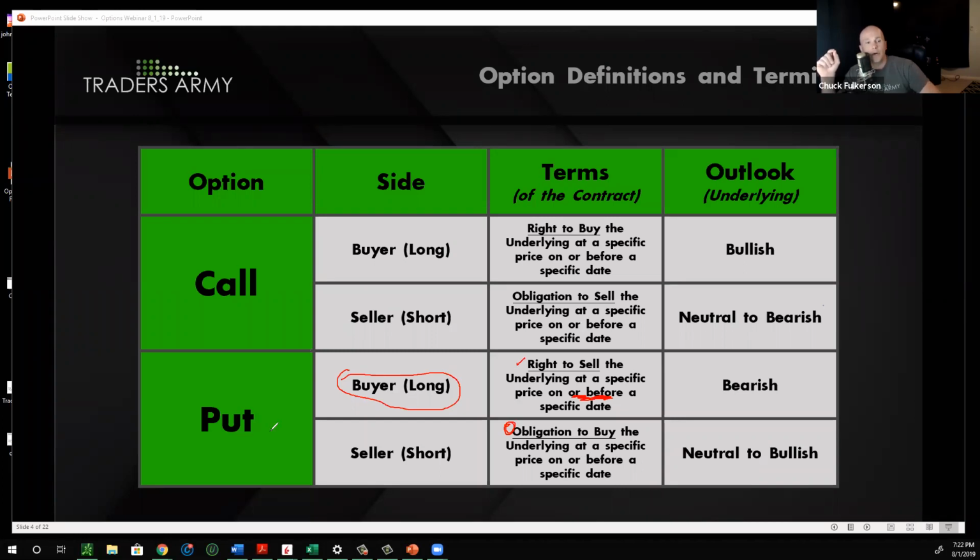So the thing I want you to remember about puts, if you're taking notes, is this is insurance for long stock. That's the thing to think about a put. A put is insurance against long stock. Why would I need to use that insurance? Well, let's look at an example.